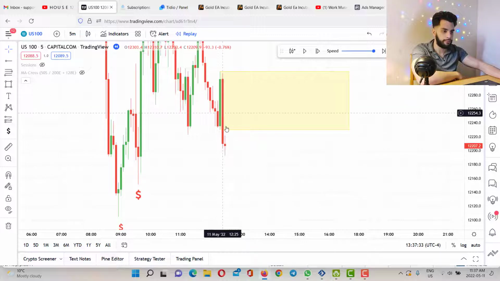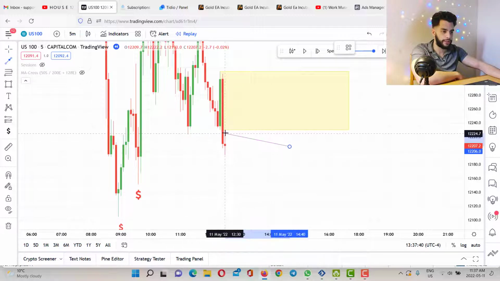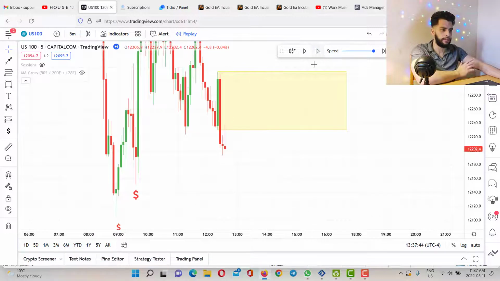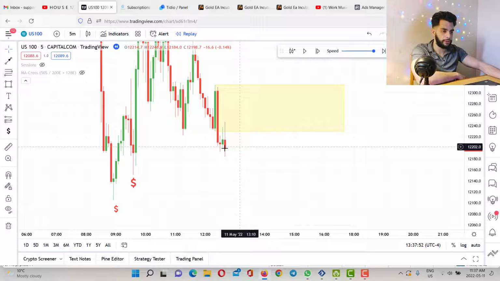This is the last bullish candle, and the next candle never tapped into this zone, so that's why there was a gap between this candle and this zone right here. So I was waiting for the next candle, or whatever candle after that, to tap into this level, and then I saw this candle here.